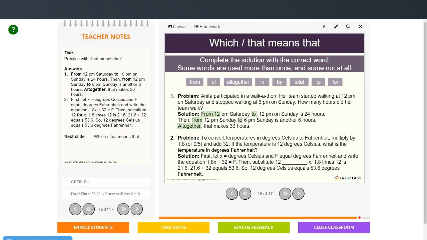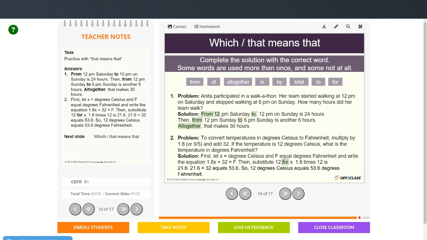To convert temperatures in degrees Celsius to Fahrenheit, multiply by 1.8 or 9/5 and add 32. If the temperature is 12 degrees Celsius, what is the temperature in degrees Fahrenheit? So first, let x equal degrees Celsius and f equal degrees Fahrenheit, and write the equation 1.8x plus 32 equals f. Then substitute 12 for x.